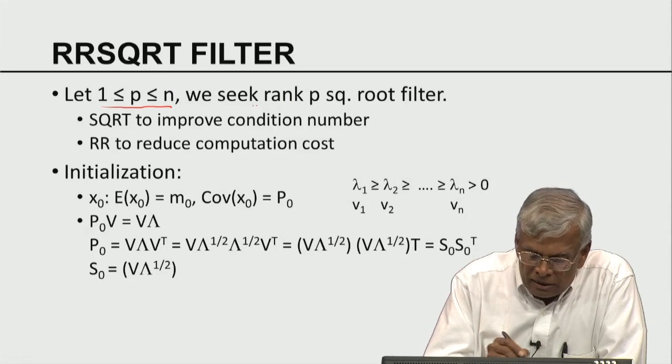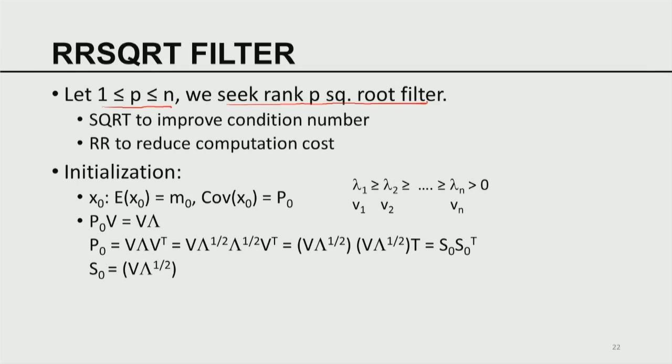So we are seeking a rank p square root filters. What is the use of square root? Square root filter generally improve condition number. Condition number improves the quality of the numerical computation. Reduced rank in generally reduces the computational cost.